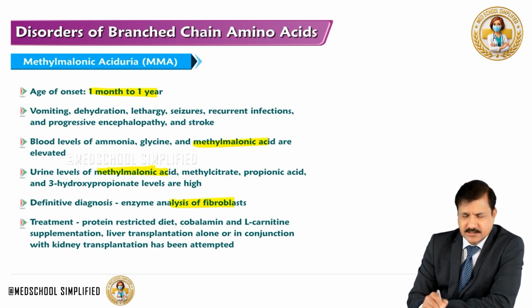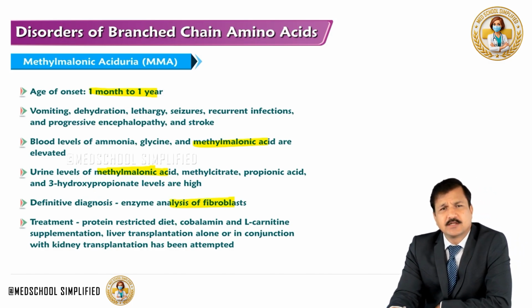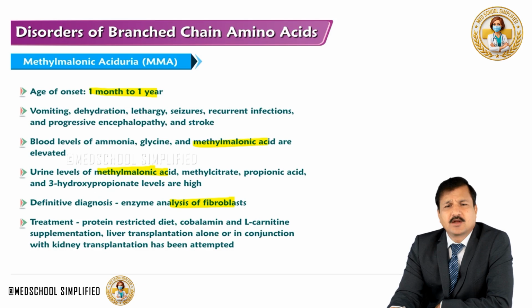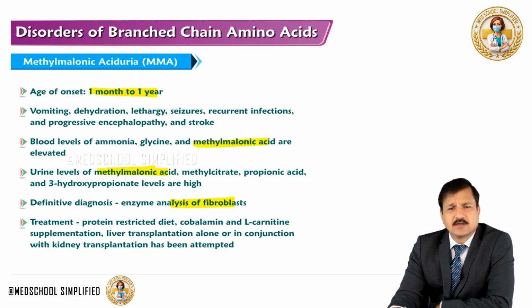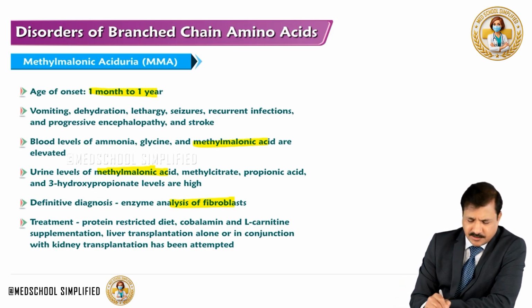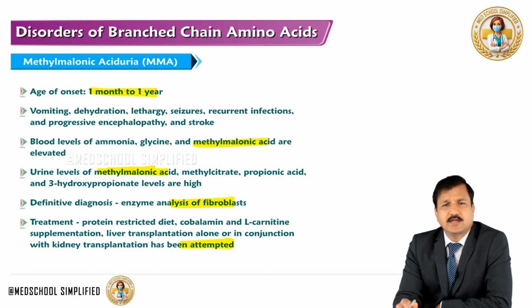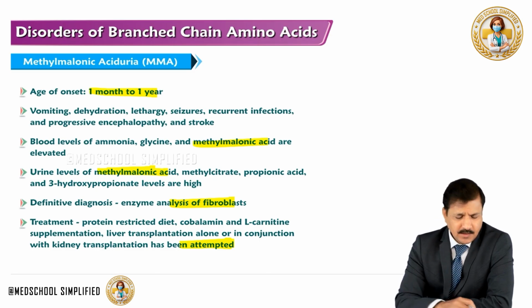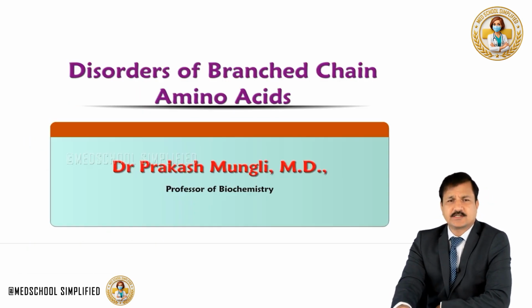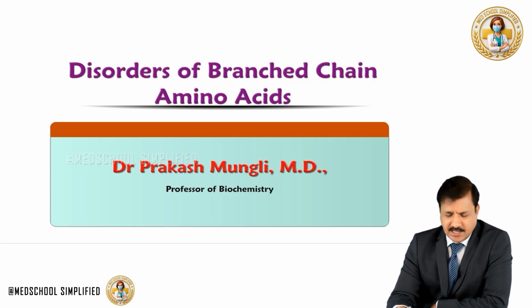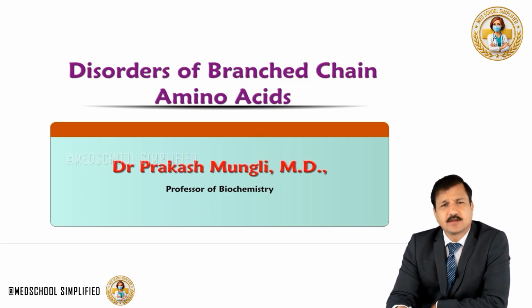Diagnosis is by enzyme determination in cultured fibroblasts. Treatment involves a protein restricted diet, cobalamin, and L-carnitine supplementation. Liver transplantation alone or in conjunction with kidney transplantation has been attempted in the treatment of methylmalonic aciduria. So, these are the disorders associated with branched chain amino acids.